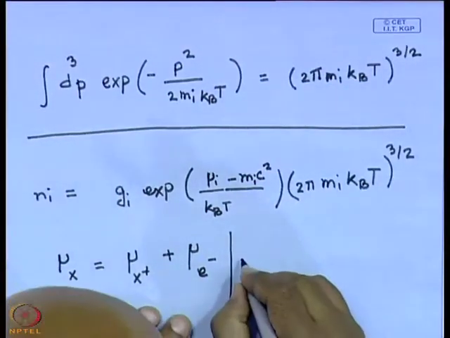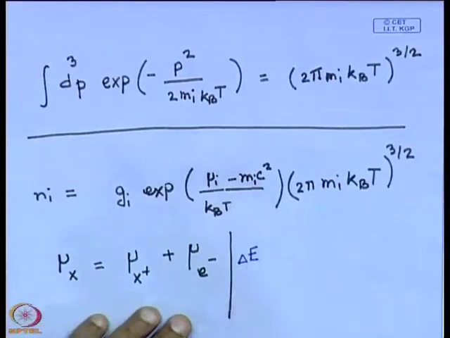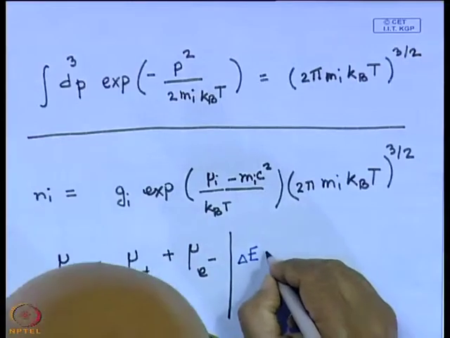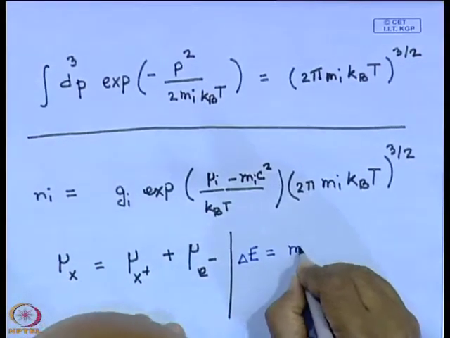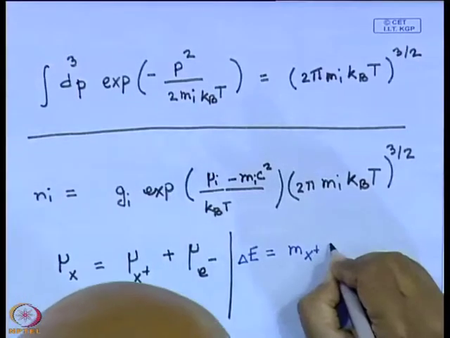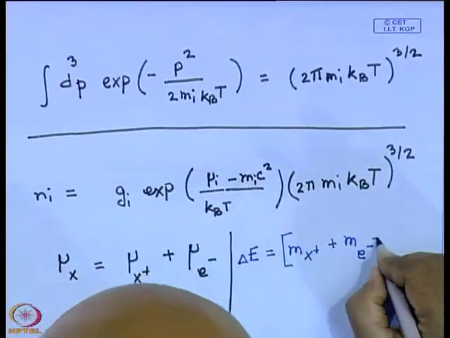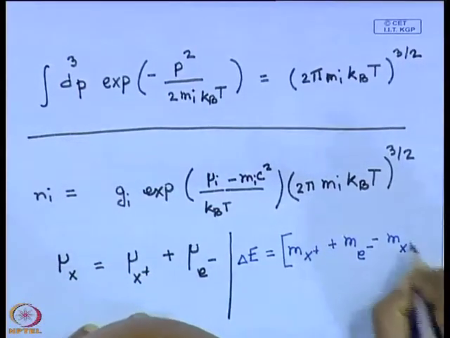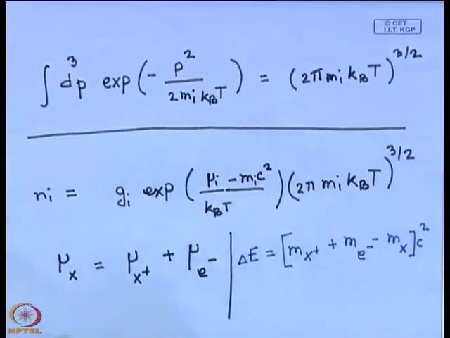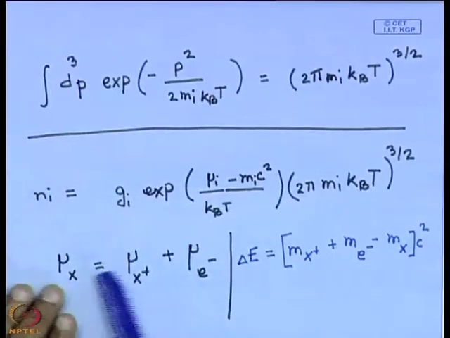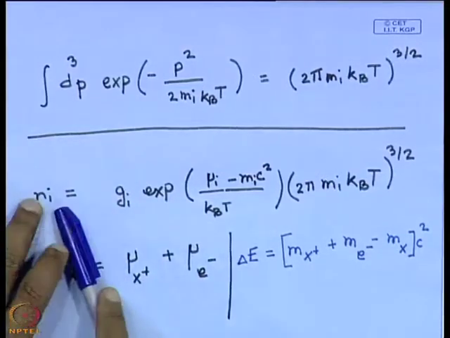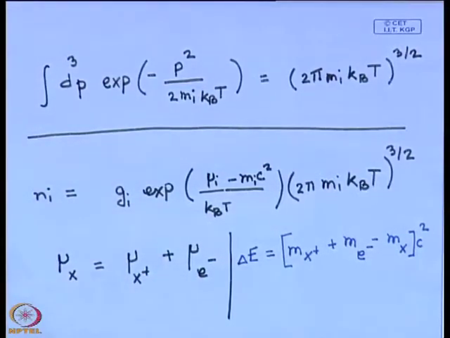the atom. So, if this is the energy required to ionize the atom, this is equal to the mass of the ion plus the mass of the electron minus the mass of the atom into c squared. So, this difference is the energy that is required to ionize the atom, that is the ionization potential delta E.